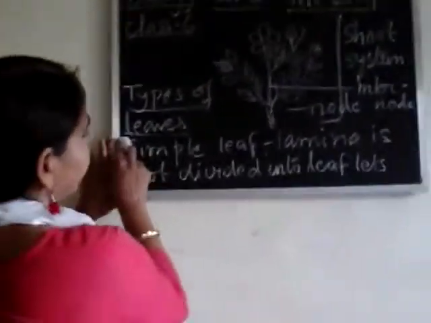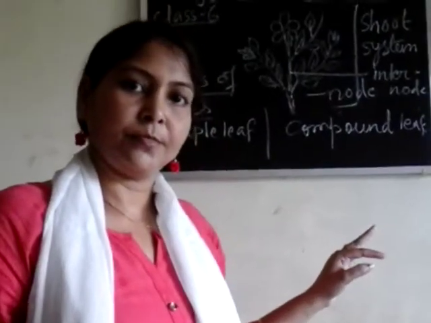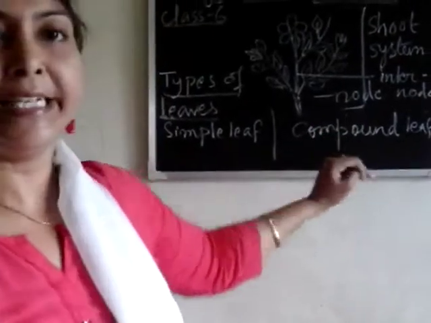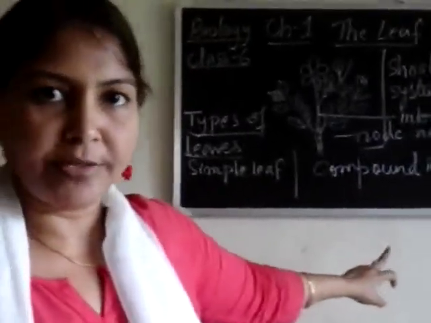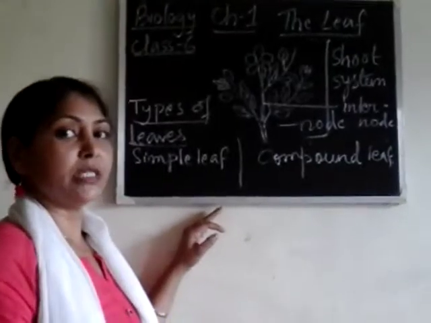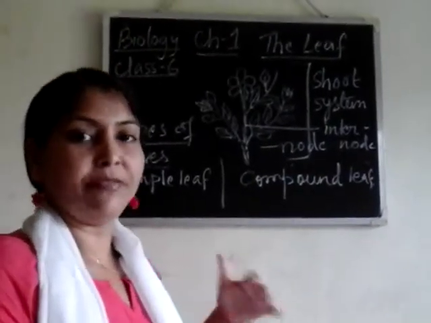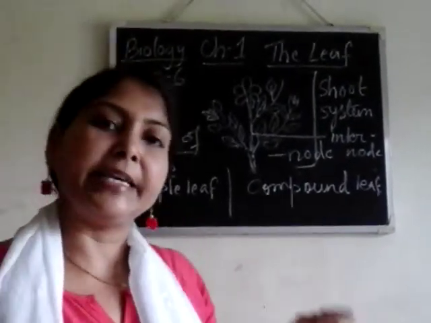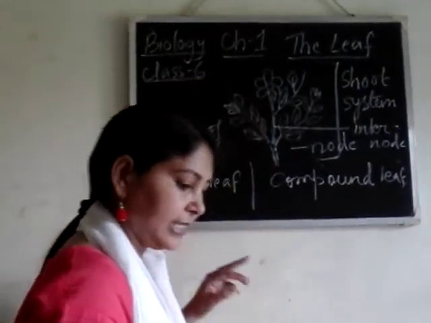So I am writing down here. The next type of leaf is compound leaf. In compound leaf, like I told you, in simple leaf lamina is not divided, whereas in case of compound leaf lamina is divided.